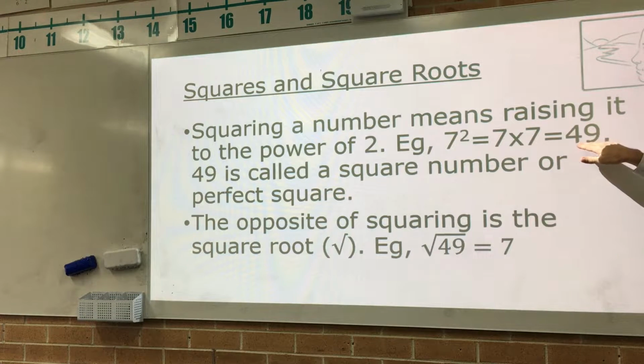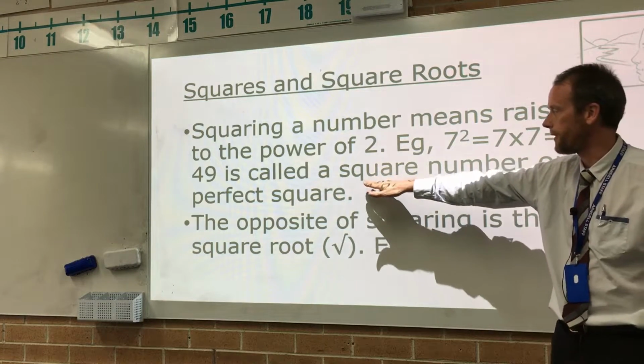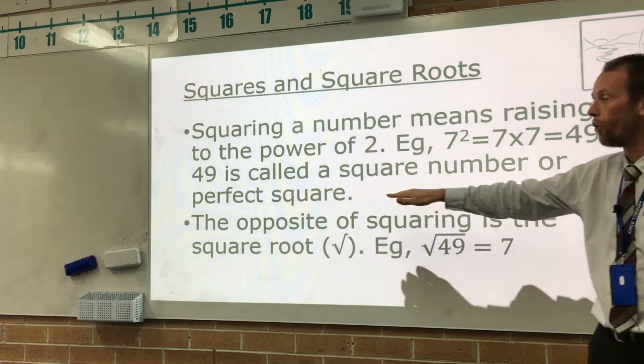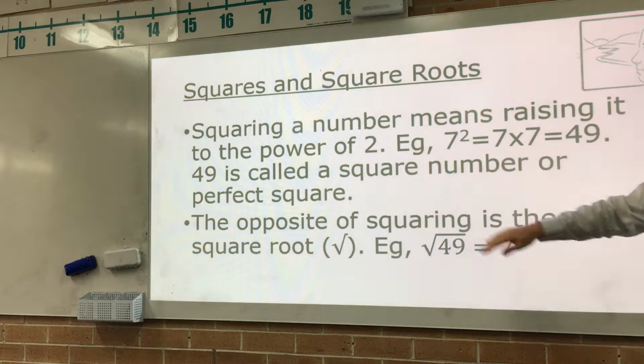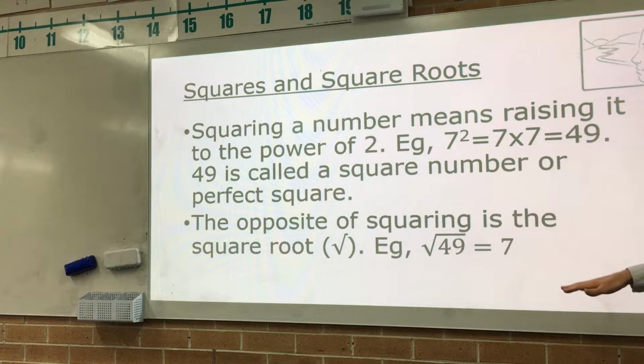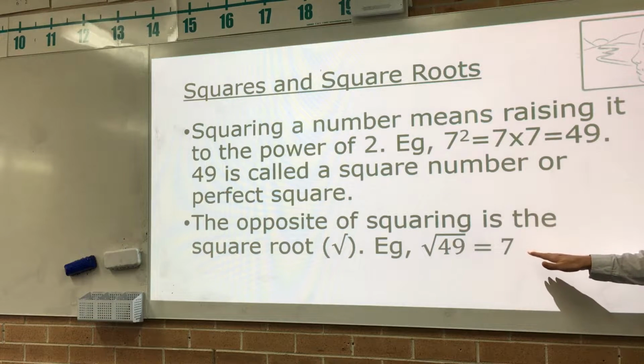When you get the number 49, what that actually means is you found a square number or a perfect square, because it works, all right? There's a number of other ones. This is the next bit though.